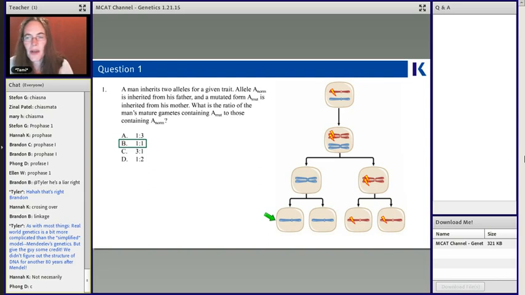If you need to on test day, you can draw a quick picture like this. It's not going to take you very long. But with more study of genetics, you'll be able to know this right away.